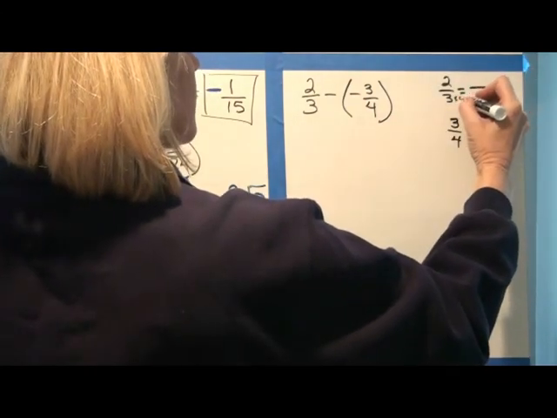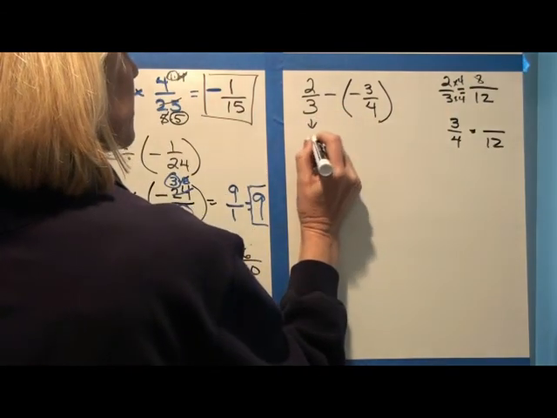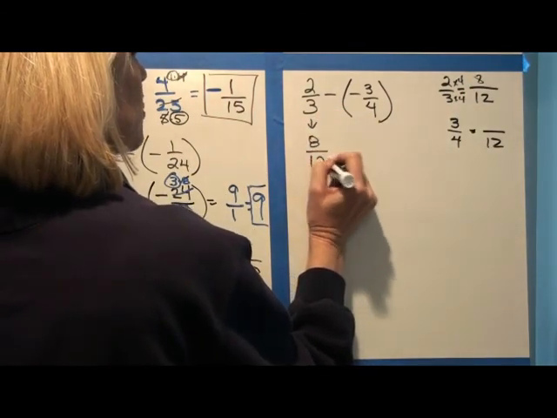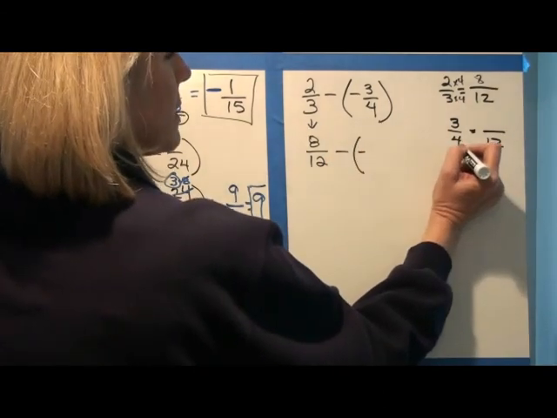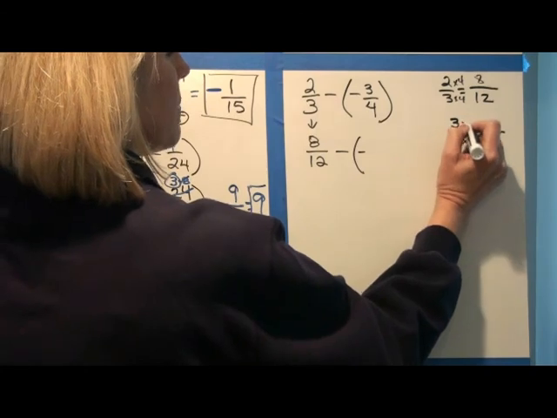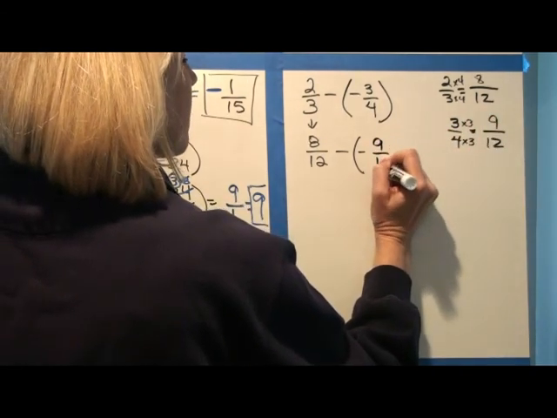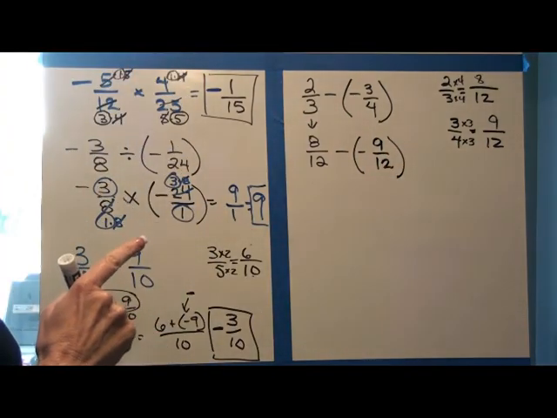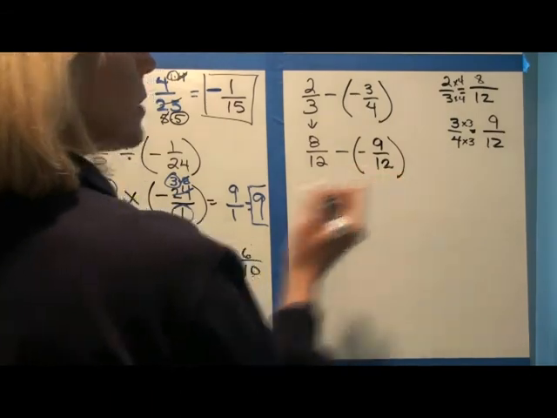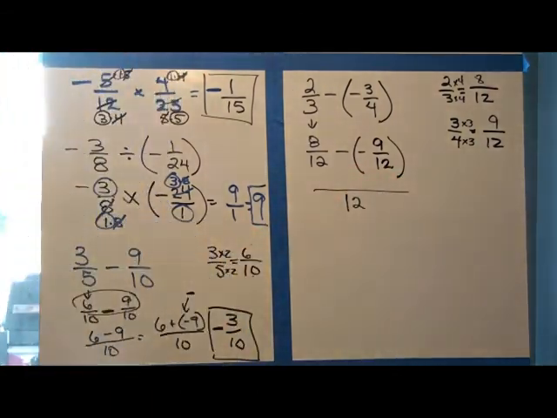So this is times 4, so this is times 4, that's an 8. So I'm going to replace this with 8 12s minus, and then I'm going to replace this with times 3, 9 12s. Then when I'm looking at it, the 12s are going to remain the same. The denominator is definitely a 12.